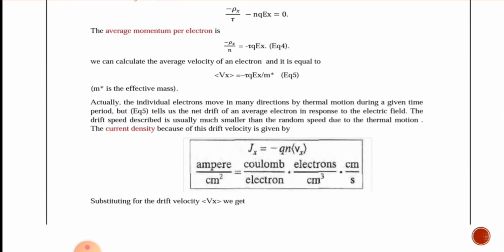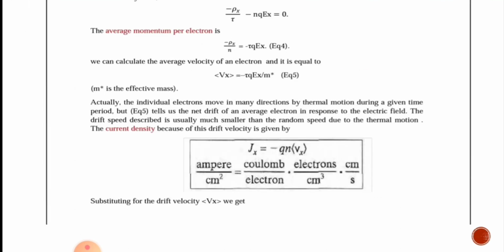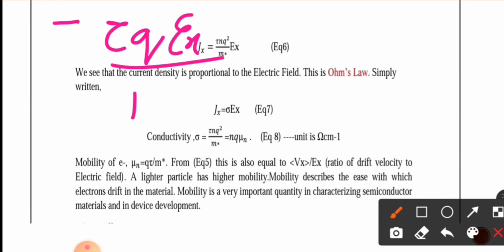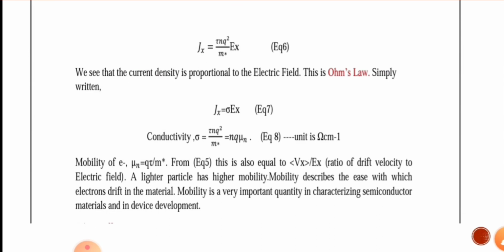Now we are going to substitute the value of Vx here. We know Vx is equal to minus tau q Ex by m star. So Jx is equal to minus nq Vx, with Vx equal to minus tau q Ex by m star. Minus of minus will become plus, and we have q square. So Jx is equal to tau n q square by m star into Ex. That is the equation in terms of electric field. So you can see here the current density is proportional to electric field. That itself is Ohm's law.